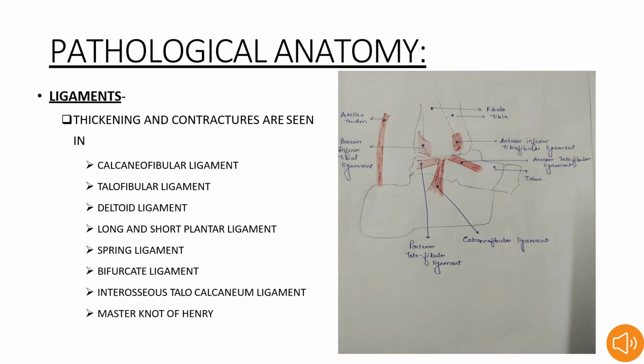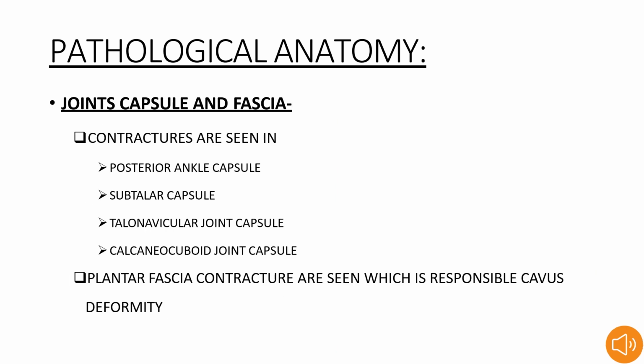Thickening and contractures are seen in ligaments, mainly calcaneofibular ligament, talofibular ligament, deltoid ligament, long and short plantar ligaments, spring ligament, bifurcate ligament, interosseous talocalcaneal ligament, and in the master knot of Henry. Contractures are seen in posterior ankle capsule, subtalar capsule, talonavicular joint capsule, calcaneocuboid joint capsule, and plantar fascia contracture leads to cavus deformity.